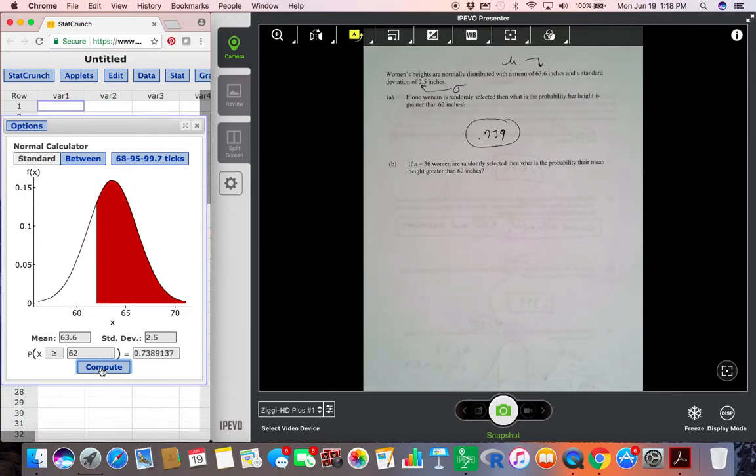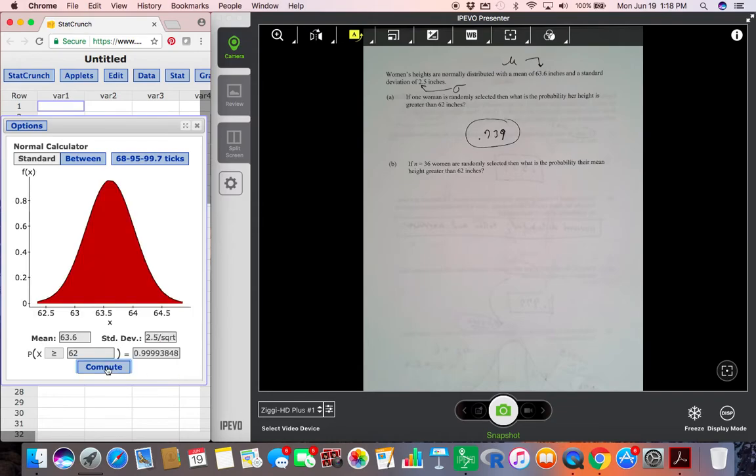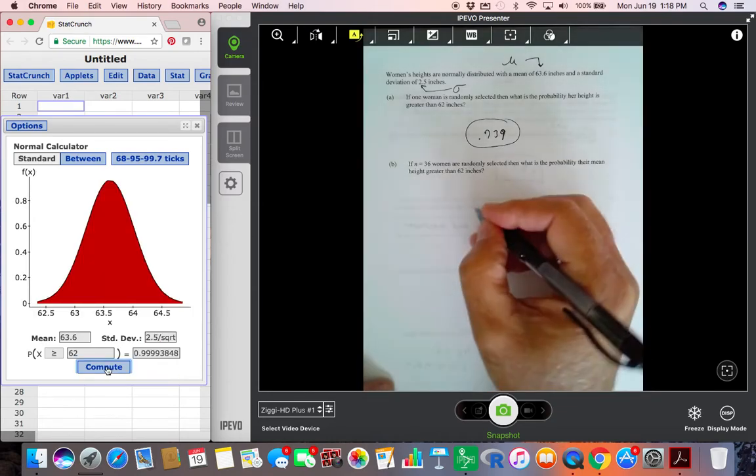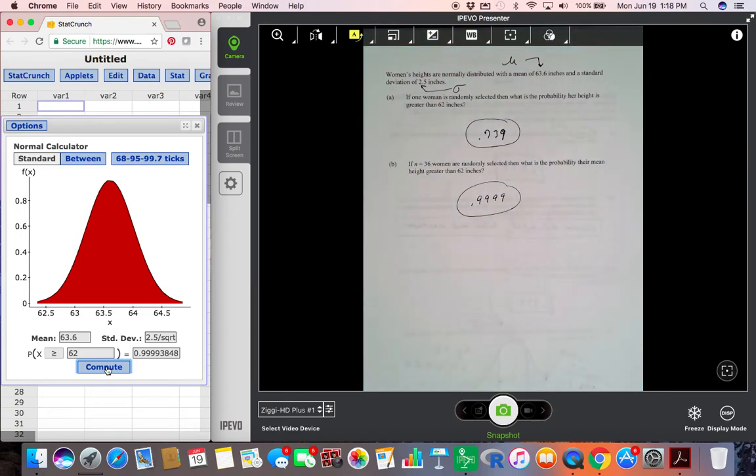Now, if 36 women are randomly selected, what's the probability their collective mean is greater than 62? So guys, the only thing I need to do is come in here and divide by the square root of 36. I could have just divided by 6 and compute. And this is going to happen almost every single time.